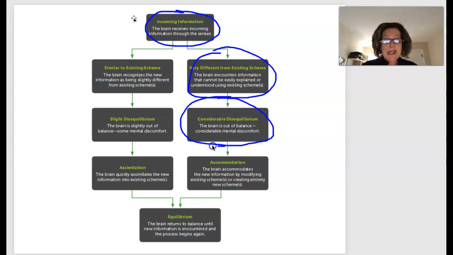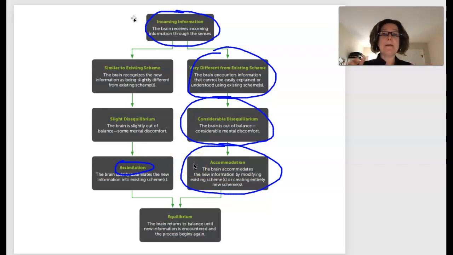So then this is accommodation, which is different than assimilation. The brain accommodates the new information by modifying, and this is the important part here, modifying existing schema or creating entirely new schema. So the child is like, okay, well, this is some kind of animal, but it can't be a dog, it can't be a cat, so it must be something else.